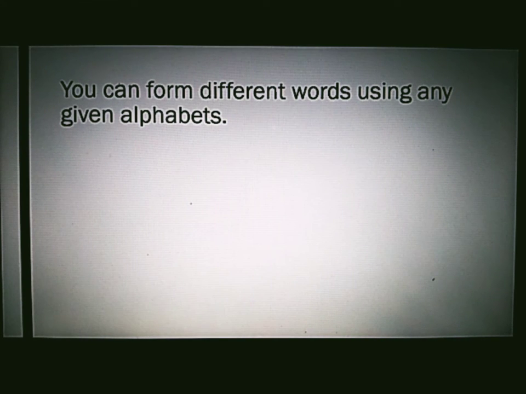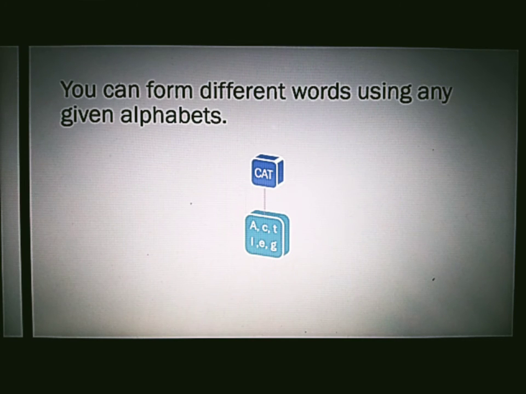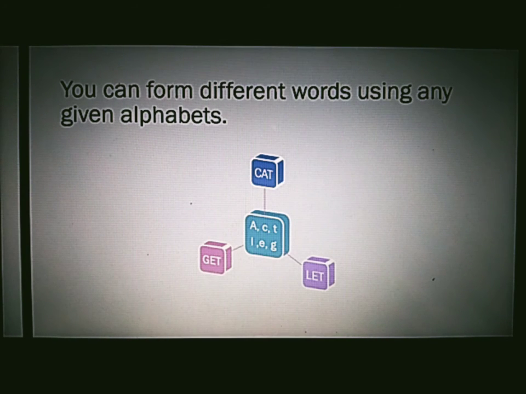You can form different words using any given alphabets. We have practiced it in previous standard. If alphabets given are A, C, T, L, E and G, rearranging these alphabets we can create many words. For example, cat, let and get. We can do this activity with numbers too.